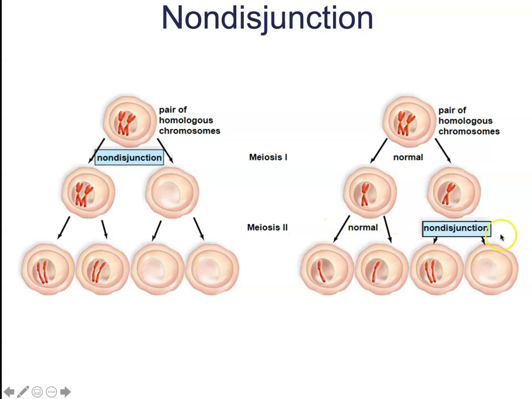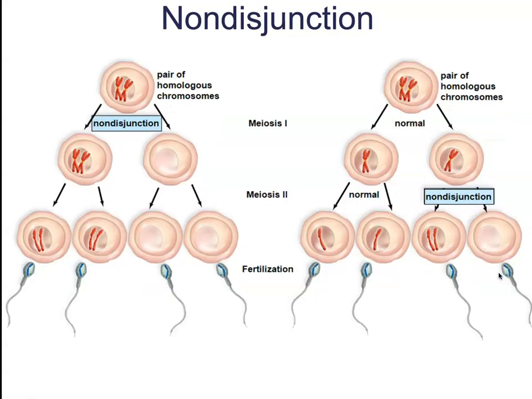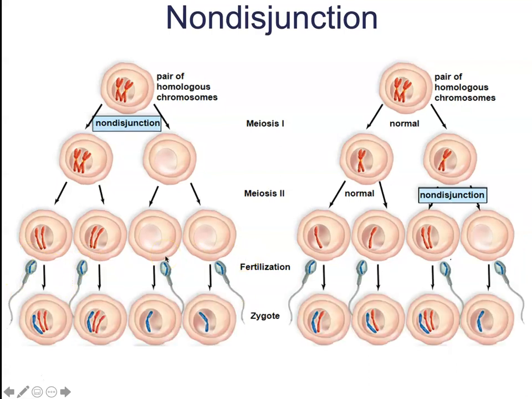If nondisjunction occurs during meiosis 2, where we fail to separate those sister chromatids, one gamete is going to end up with both copies of those sister chromatids, whereas the other gamete will end up with no copies of that particular chromatid. If fertilization were to occur and we were to receive a copy of the chromosome from a sperm, this is what would happen in each case.